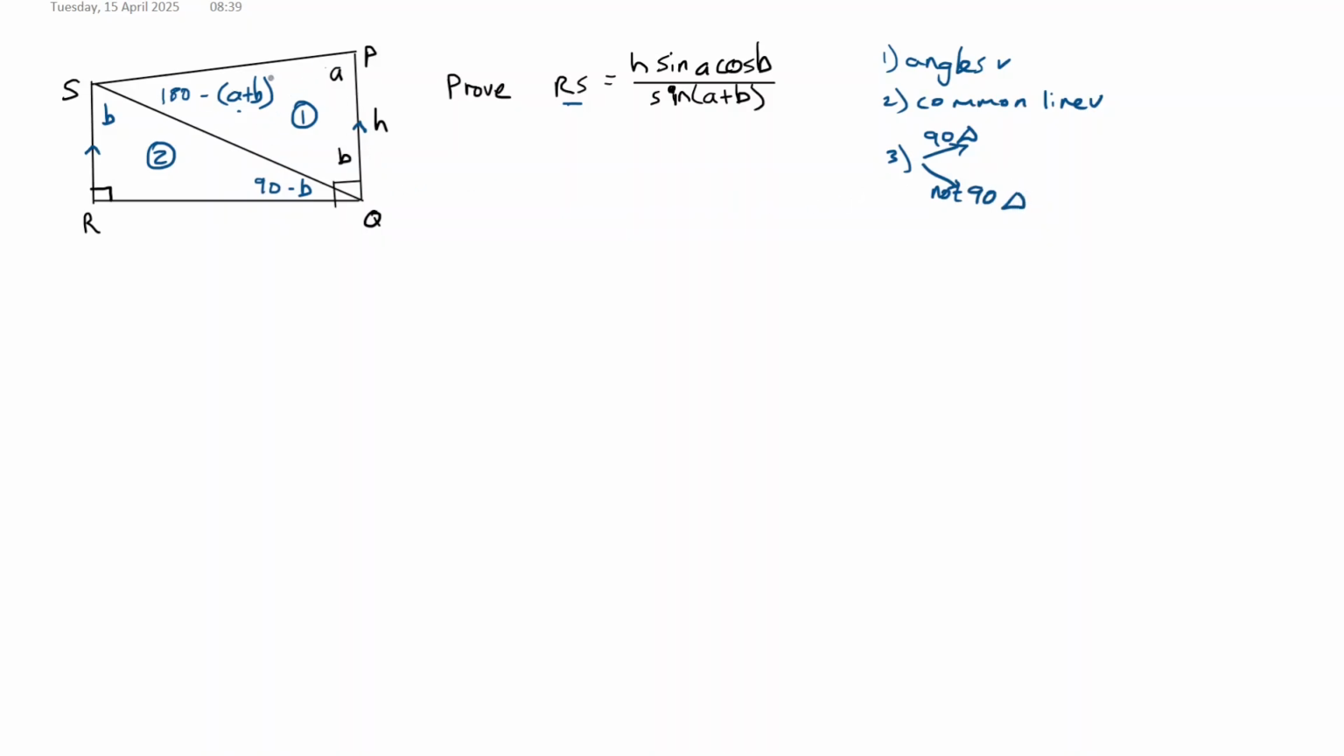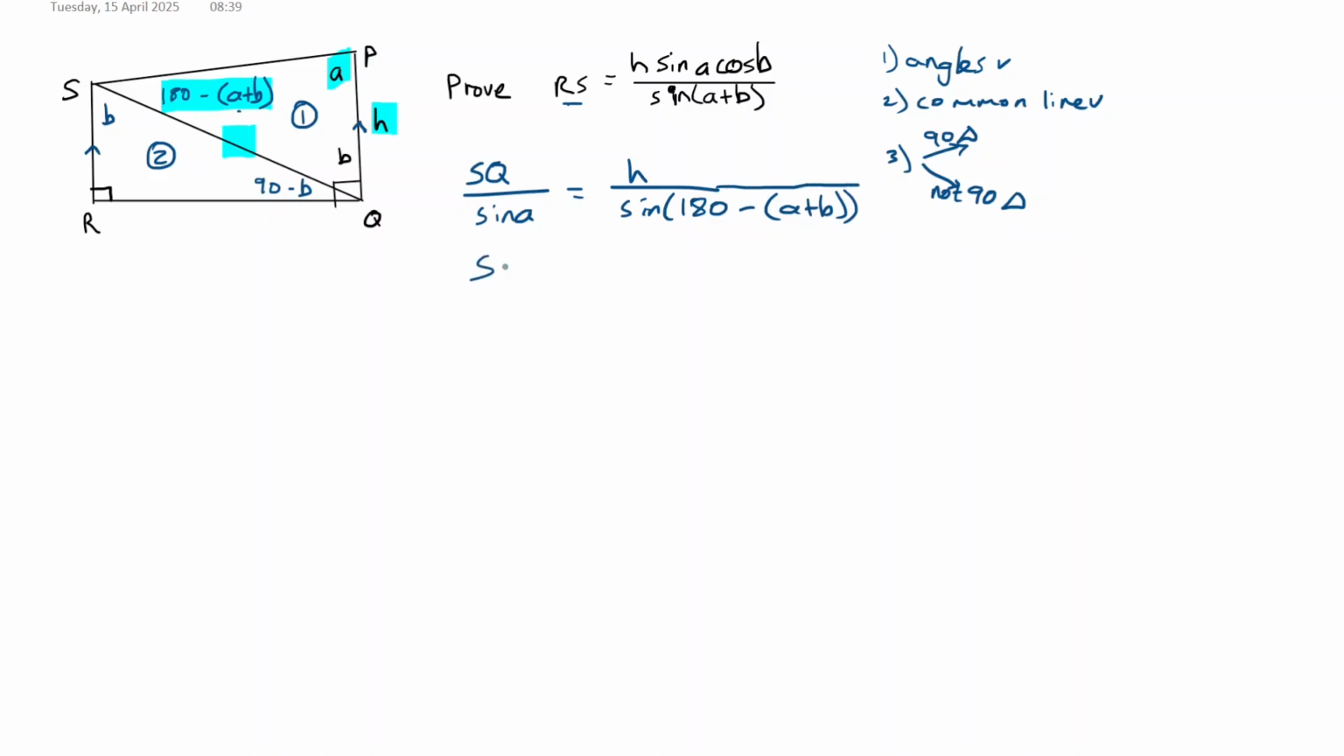The first one is not 90, so I'm going to see if I can use sine rule. The one I want is SQ. So you have SQ and its opposite angle, and the other side and its opposite angle. That makes two sets of pairs, and that's a perfect candidate for doing sine rule. I like to put what I want on top. So SQ over sine A should be the same as H over sine (180 minus (A plus B)).